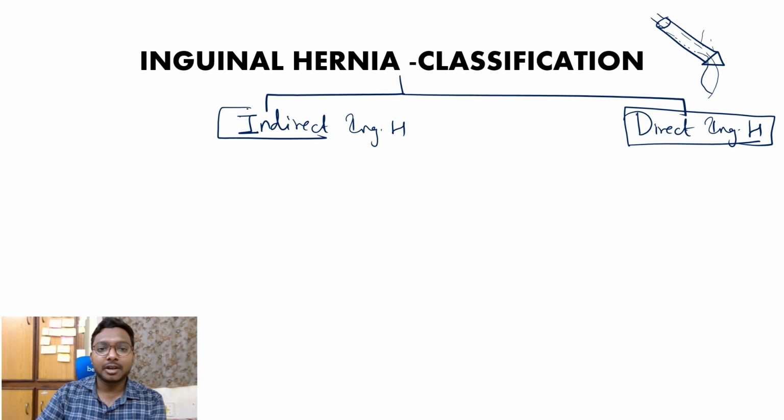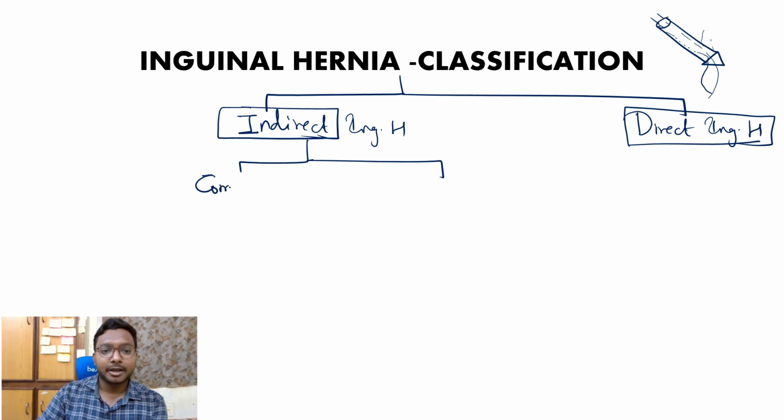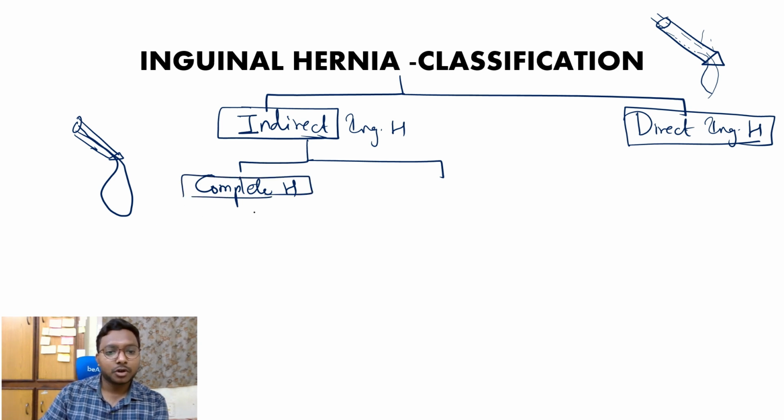Whereas this indirect inguinal hernia, again, can be of two types. The first one is complete hernia. Let's say for example this is the deep ring and inguinal canal and this is the superficial ring. The hernia can descend down till the bottom of the scrotum. That is why this is called complete hernia.